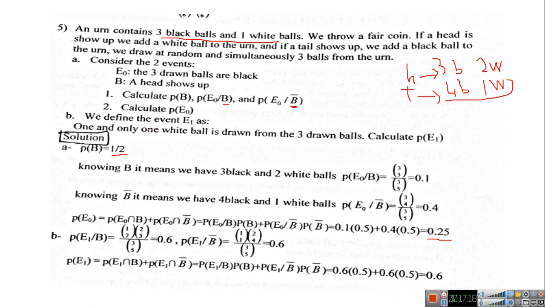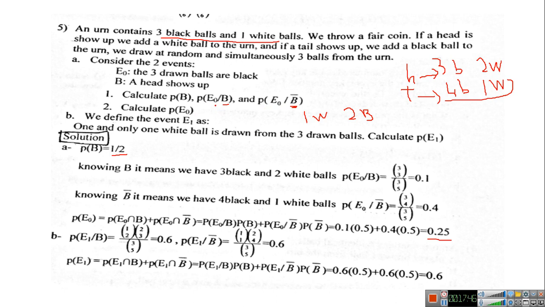Now we define the event E1 as one and only one white ball is drawn from the 3 drawn balls. So you have one white and 2 black. Calculate P of E1. No need to tell you: find P of B first. Okay, we know P of B. Find P of E1 knowing B, then P of E1 knowing B bar, then deduce P of E1.